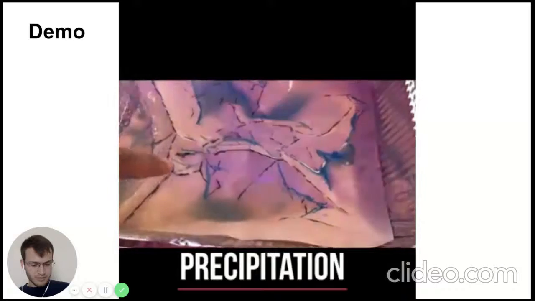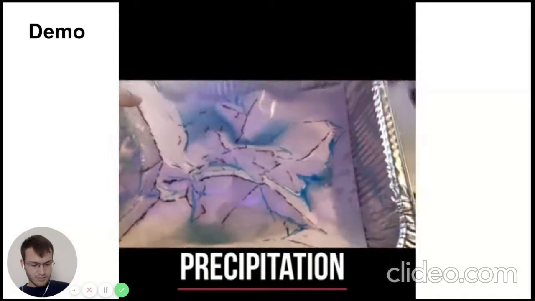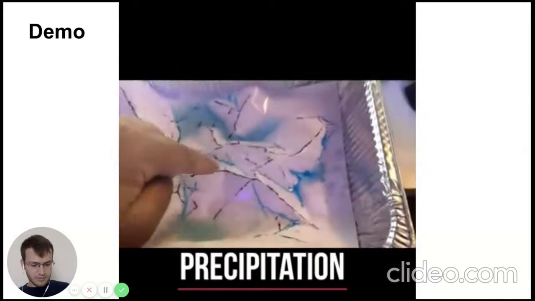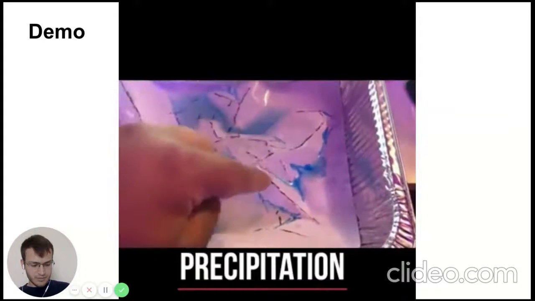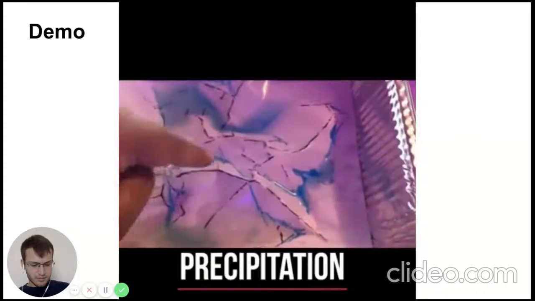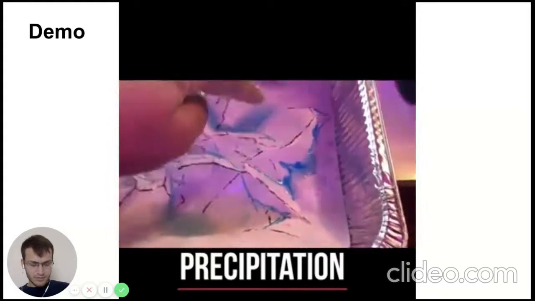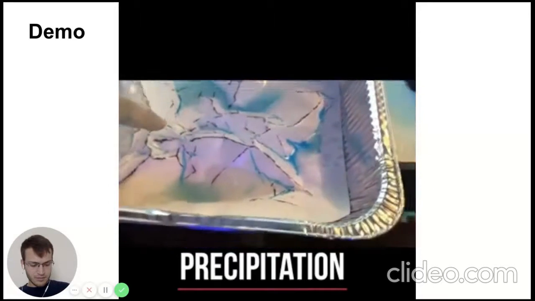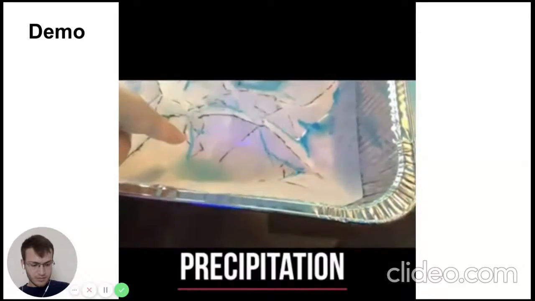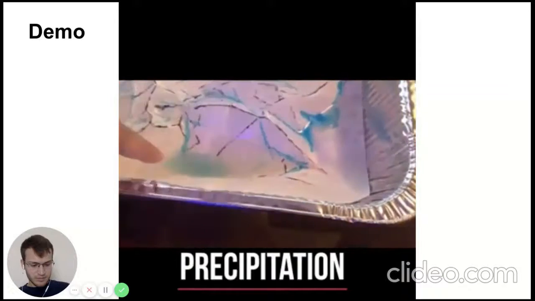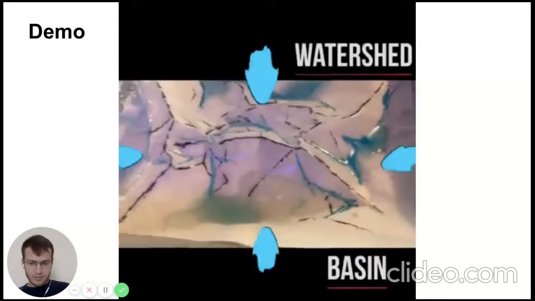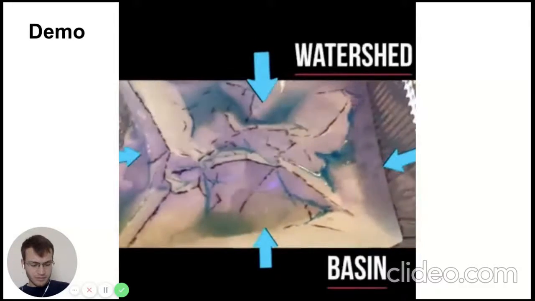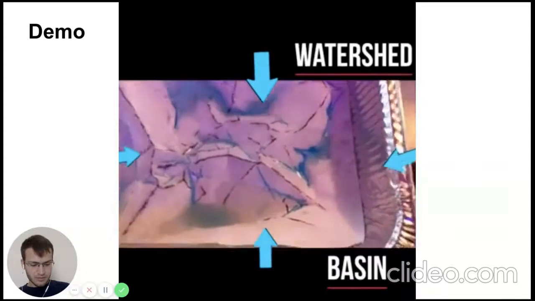And you can see exactly where the ridge lines are that divide each watershed. You can count this as a mini watershed, but it's part of this bigger watershed right here. All of these rivulets, all of these tributaries, they all lead down to this watershed. So that's 1, 2, 3, 4 watersheds we have in this tray.